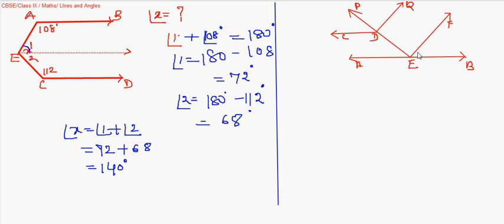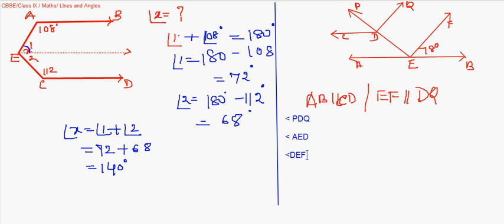This angle is marked as 78 degrees. The rest of the information says AB is parallel to CD. And it says EF is parallel to DQ. We have to find the values for angle PDQ. We also have to find the value for angle AED and for angle DEF.